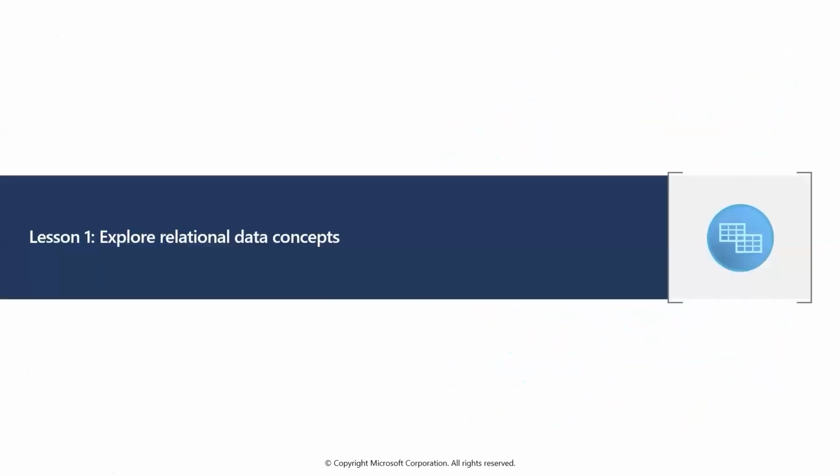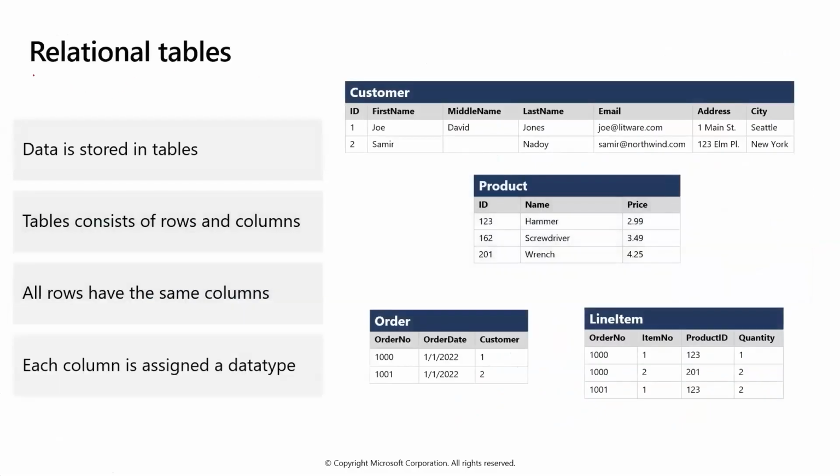So here we are going to discuss the basic data concepts oriented with relational databases. When we talk about relational tables, as the name suggests, this is where you have entities that can be related to each other. The data is stored in tables, and the table consists of rows and columns. And as I mentioned before, every record should have the same columns, irrespective of whether it has a value or not, irrespective of whether it is a relevant column or not.